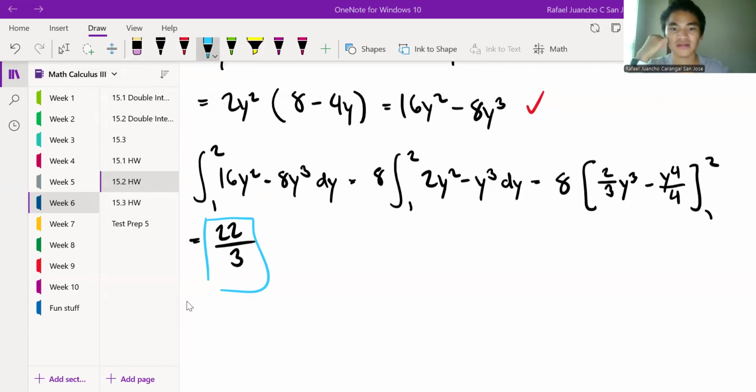So the next time I see that, I pick an easy integral to solve, right? That's what I want to do. Okay, let's get more practice on doing this exact step.